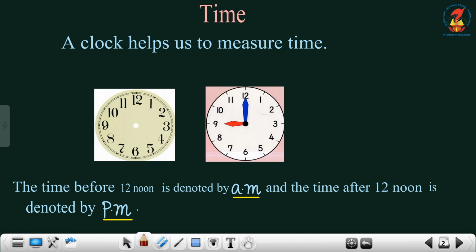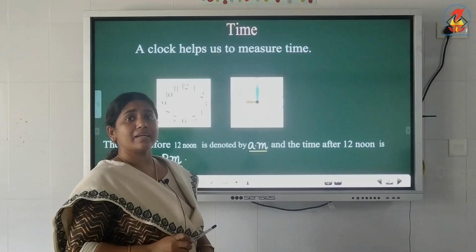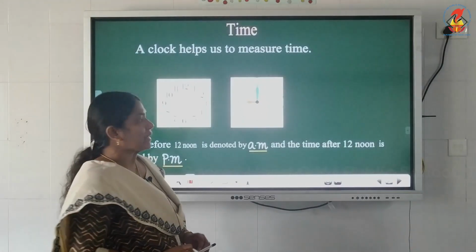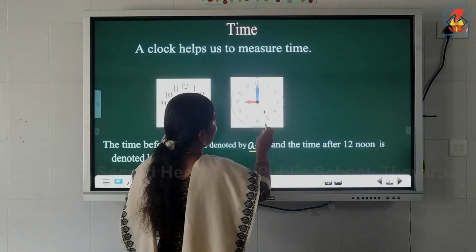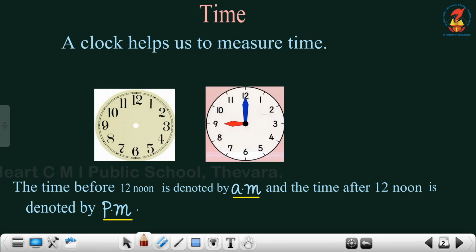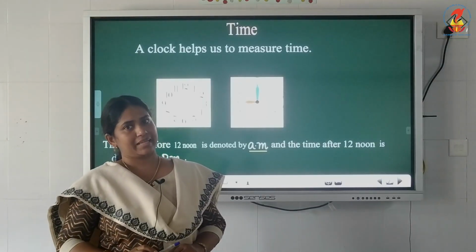Children, you can see one picture of a clock, is it? This is the face of a clock. Which numbers are written on the face of the clock? The numbers from 1 to 12 are written on the face of a clock. Now in this picture you can see two hands, is it children? One is a short hand and the other is a long hand. The short hand is called the hour hand and the long hand is called the minute hand. This much you know from your first standard, is it children?